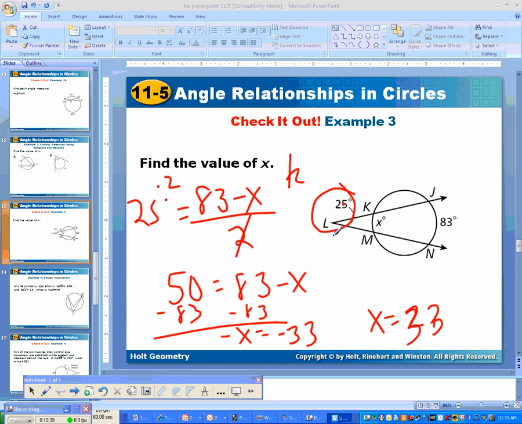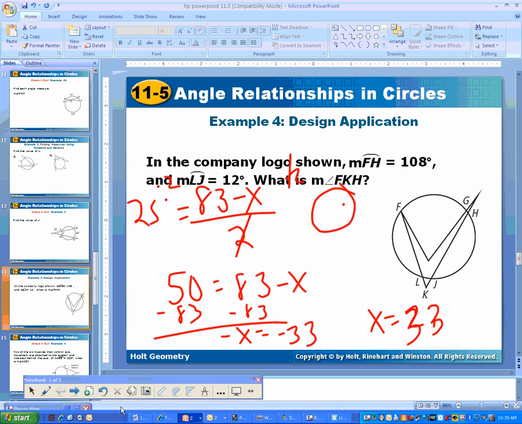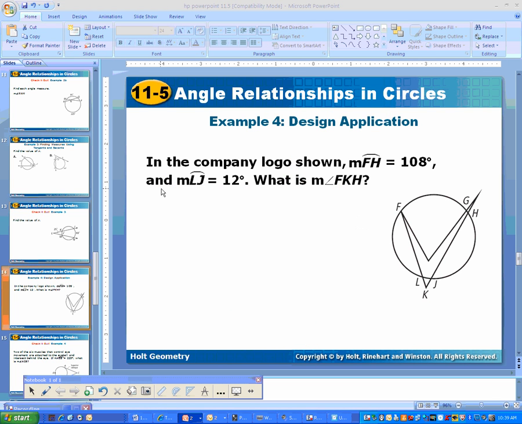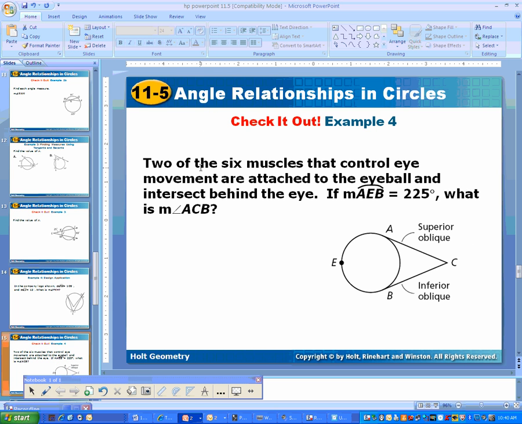All right. Okay, so it's basic algebra, and those are the 3 formulas that you'll want to remember, because I'll give you problems where I'm not going to tell you exactly which formula to use. So let's see. I want to do this problem with you guys. 2 of the 6 muscles that control eye movements are attached to the eyeball and intersect behind the eye. Very cool. What if AEB equals 225 degrees?